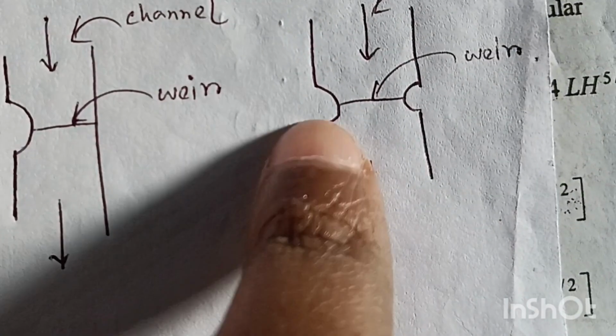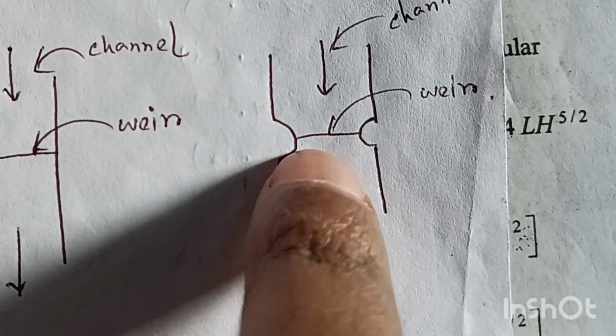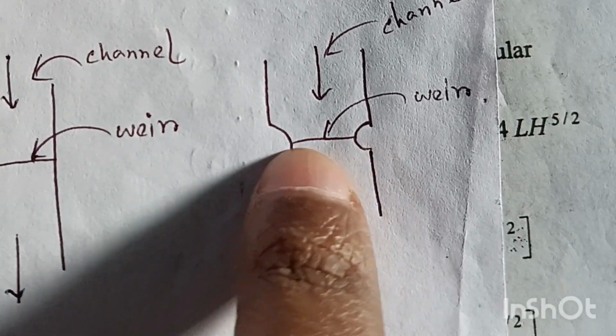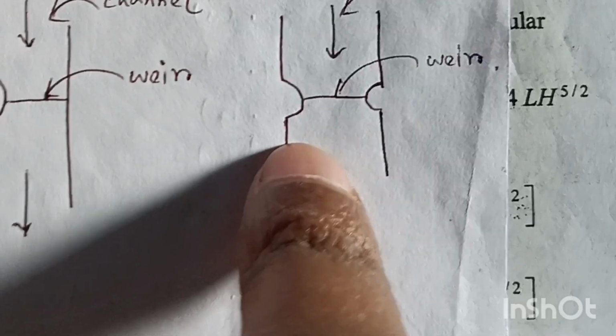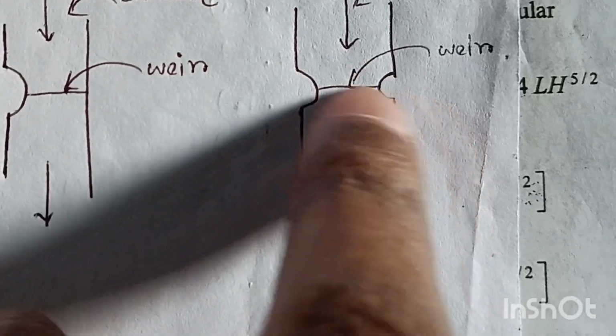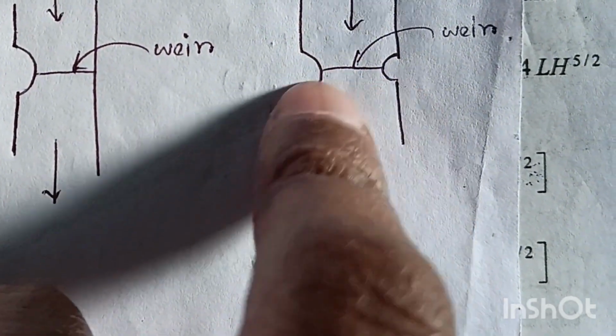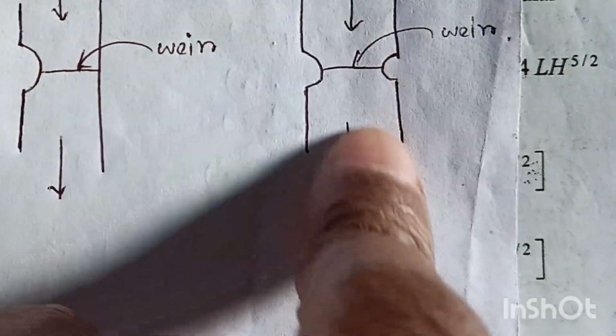But in this case, look, the weir length is short. The weir length is less than the channel width but contracted at both ends. So the number of end contractions will be 2 in this case, okay.